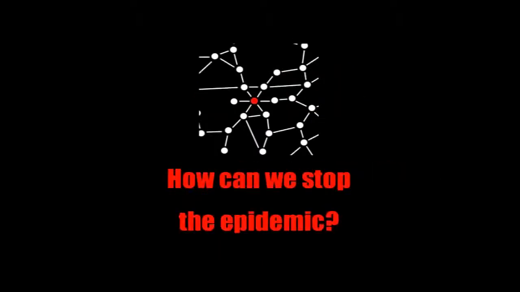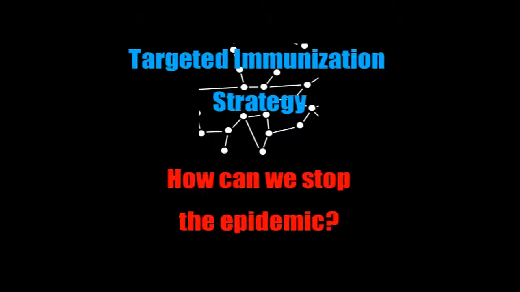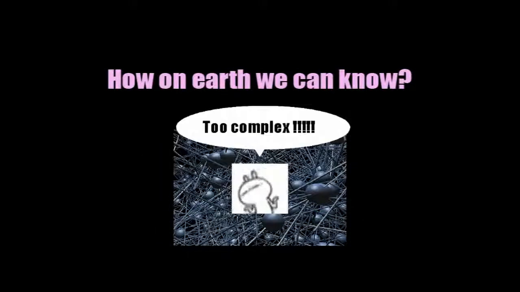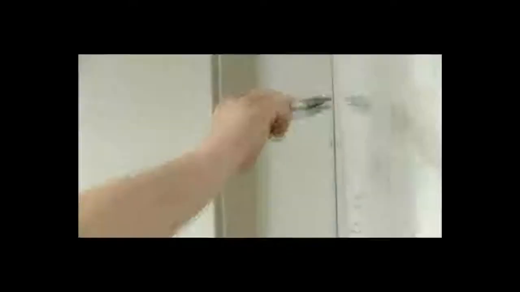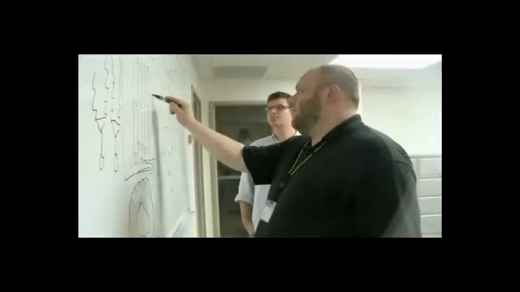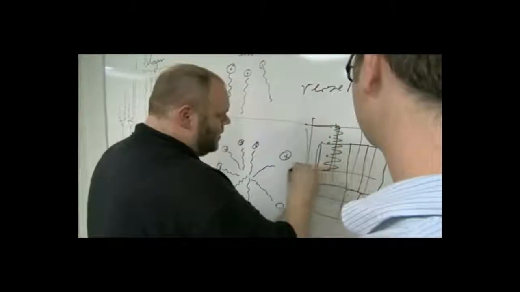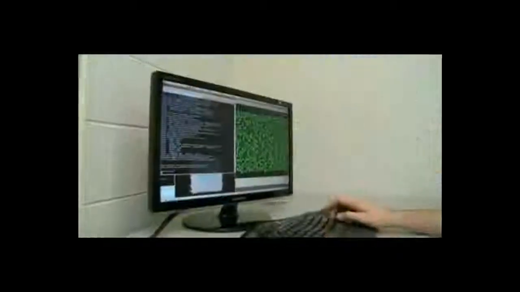Of course, now we have to try to find out the super spreaders in the networks and isolate them from the society. And we call this method the targeted immunization strategy. Then how can we find out who the hubs are? Unless we examine the whole structure of the network, it cannot be possible. But some scientists overcame the difficulty and gave a new strategy which is effective even if they have little information about the structure of the network.